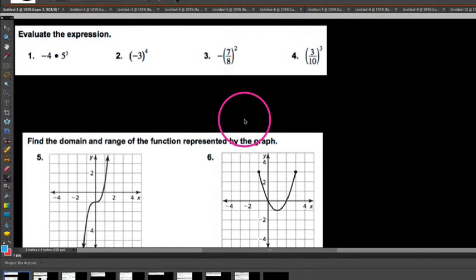Okay, YouTube, this is just a warm-up video that we're going to do here before we start talking about exponential functions. And so we're going to review some basic concepts involved with properties of exponents, starting with just evaluating these four expressions you see here that involve some sort of exponent.